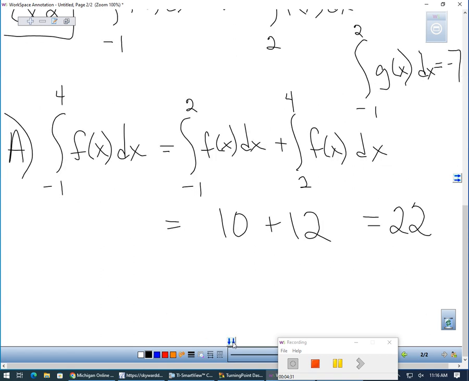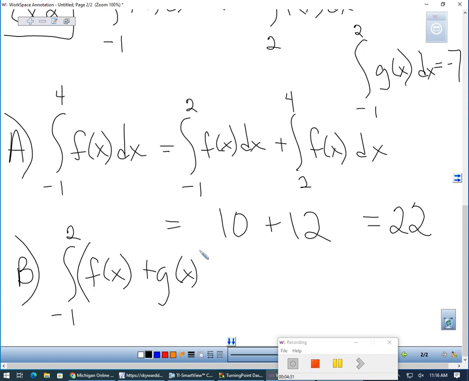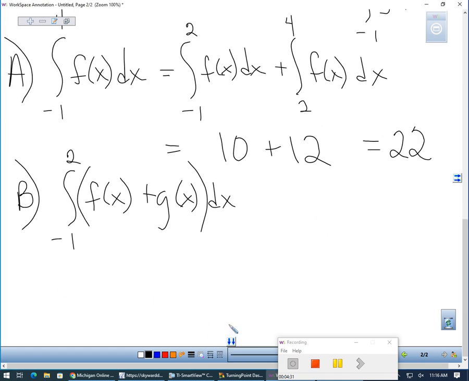So let's do part b. Let's say I have the integral from negative 1 to 2 of f of x plus g of x dx. When we were doing our rules, we said we could take this and split it into two of them because we had two different functions. So this is the same as the integral from negative 1 to 2 of f of x dx plus the integral from negative 1 to 2 of g of x dx.